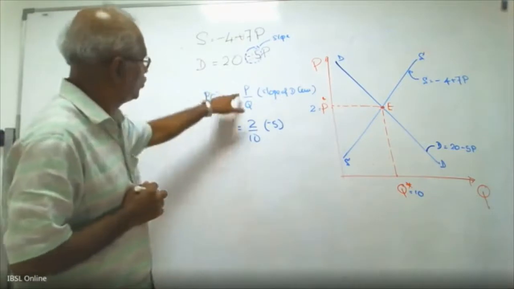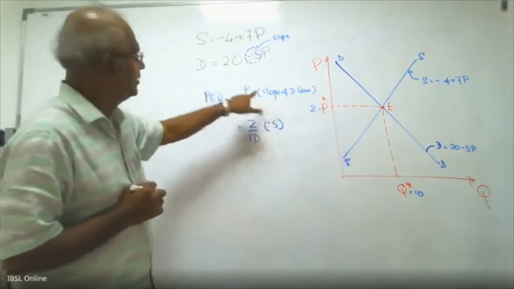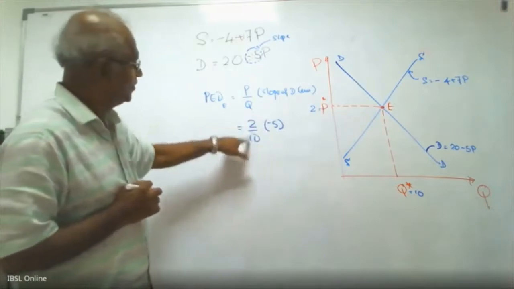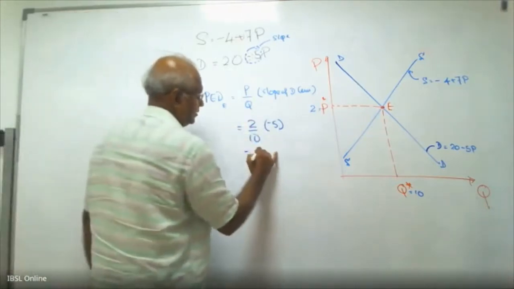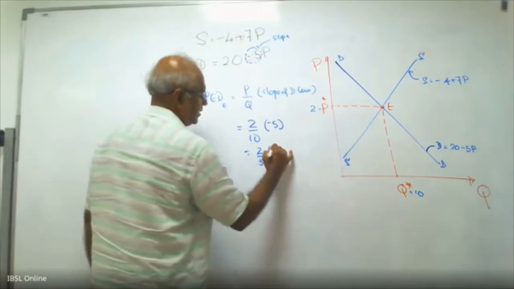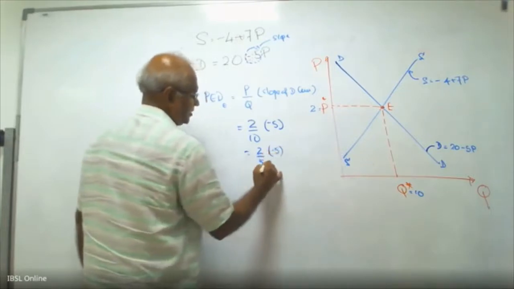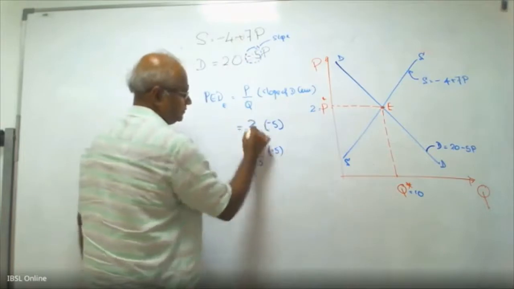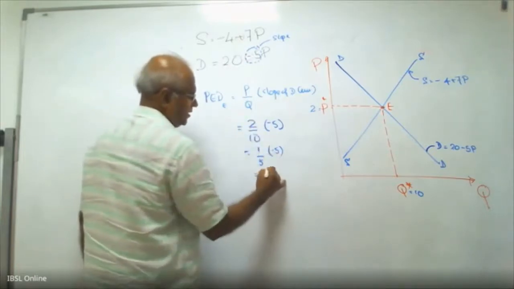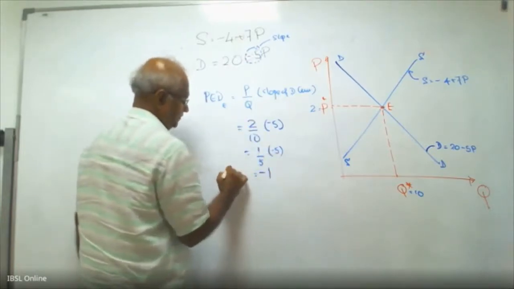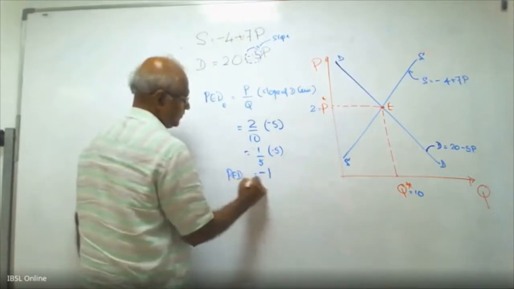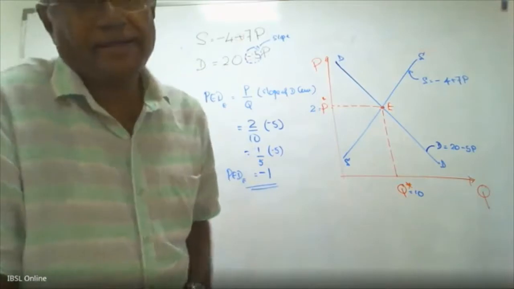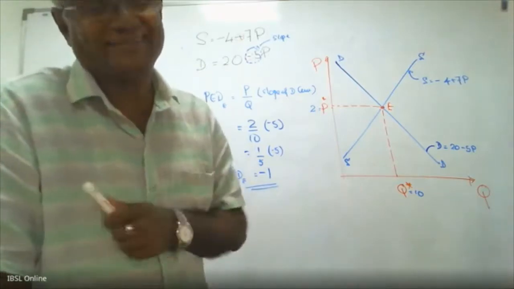Understand? P over Q times slope. Slope is minus 5. P over Q is 2 divided by 10, which is 1 over 5. 1 over 5 times minus 5 gives minus 1. Price elasticity of demand at equilibrium is minus 1.